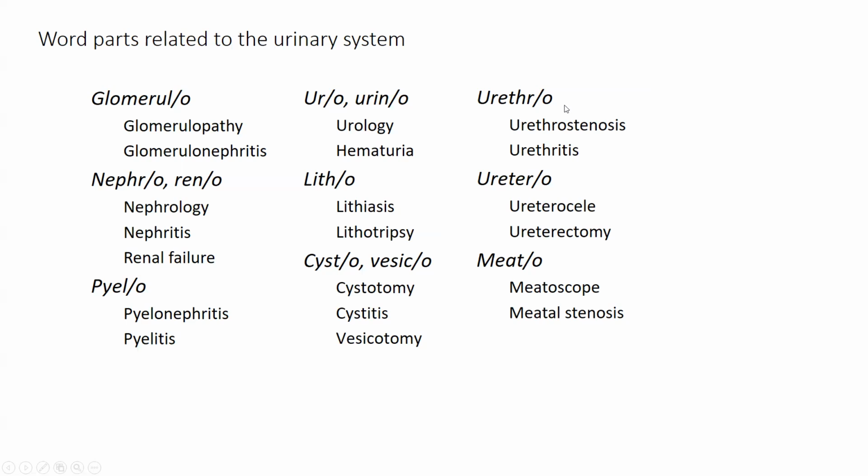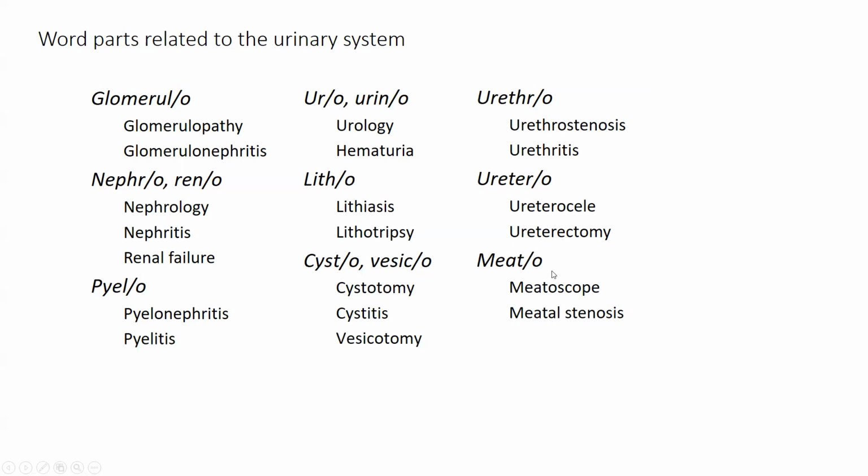Urethro refers to the urethra, that tube from the bladder to the outside world. A urethrostenosis would be a narrowing of the urethra. Urethritis would be an inflammation of that urethra. Uretero, which is kind of hard to say, refers to the ureter, which brings the urine from the kidney to the bladder. So a ureterocele is a condition where the ureter is bulging into some other tissue. Ureterectomy would be a removal of that ureter.